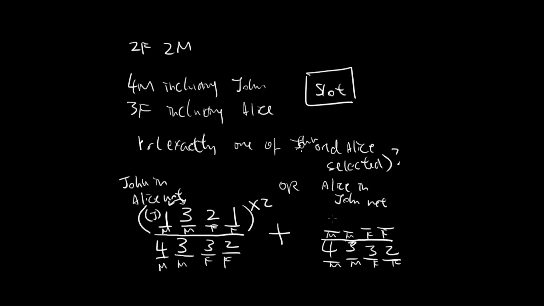And here for the first 2 male slots, John cannot be in this cast, so that leaves 3 and 2 for the first 2 slots for the male. And since Alice has to be in, let's put Alice over here on the first female role, and then one of the other females. And we also have to multiply this by 2 for the same reason. Alice can be in female 1 or female 2.